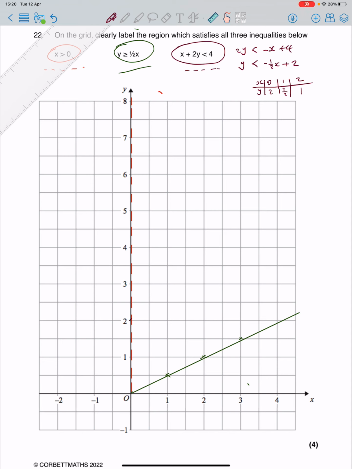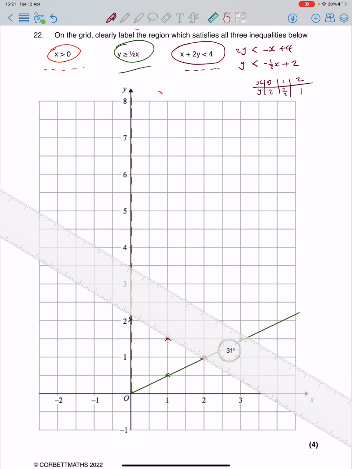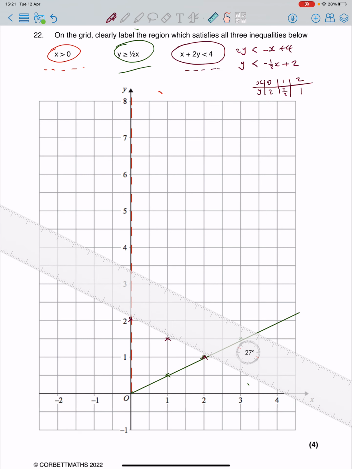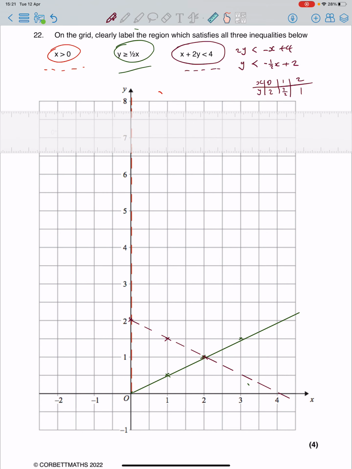So x equals 0, y is 2; x equals 1, y is 1.5; x equals 2, y equals 1. So that's another matching point. And we're going to draw this one as a dashed line because of the strict inequality. So like that.